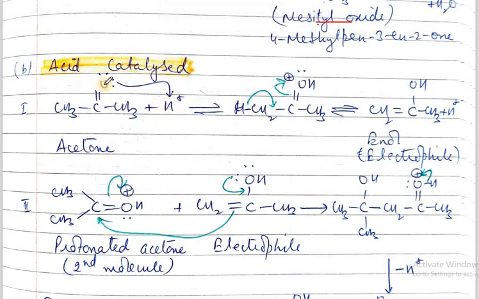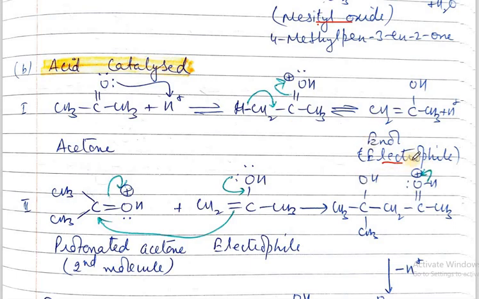In the acid catalyzed mechanism, this H positive is attached to oxygen through electrons, and then this protonated ketone is formed, and this is in equilibrium with the enol form, and this enol form acts as a nucleophile in the second step. So in the first acid catalyzed step, the acid gets attached to acetone through oxygen to give protonated acetone, and then it is in dynamic equilibrium with the enol.